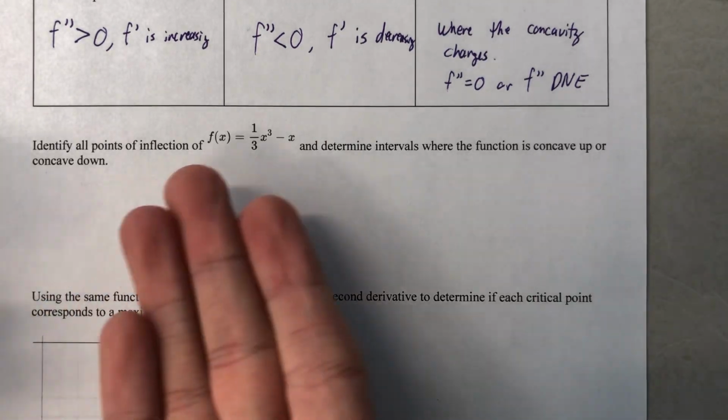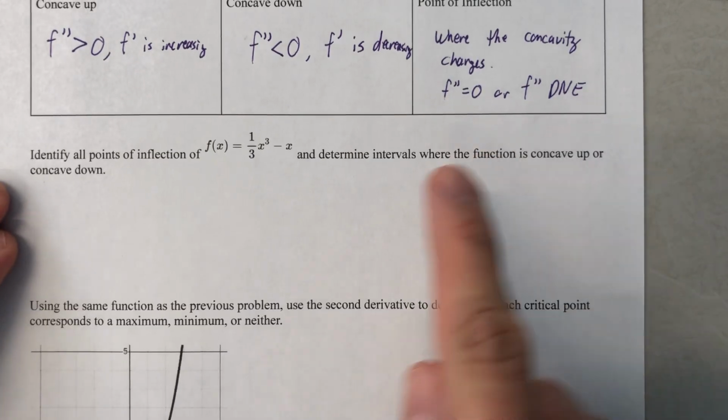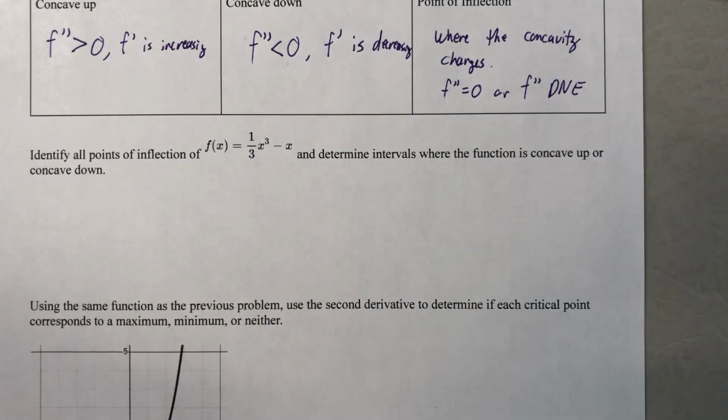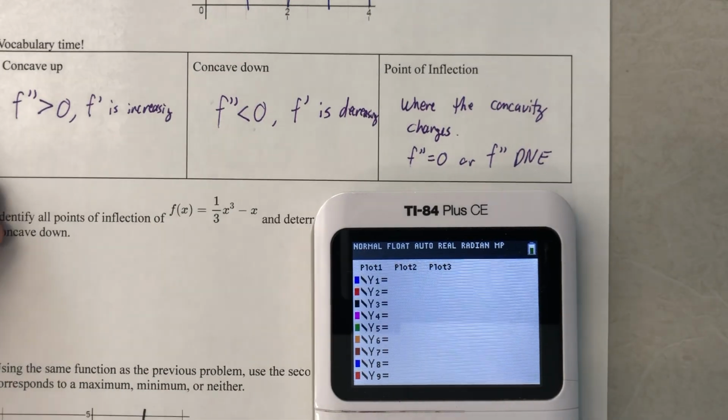Let's identify all the points of inflection. What's that? It's where the concavity changes. And determine the intervals where the function is concave up or concave down. So let's start by cheating, actually, and graphing it, which we can do without a graph. But I think it's going to be good to give us a visual.